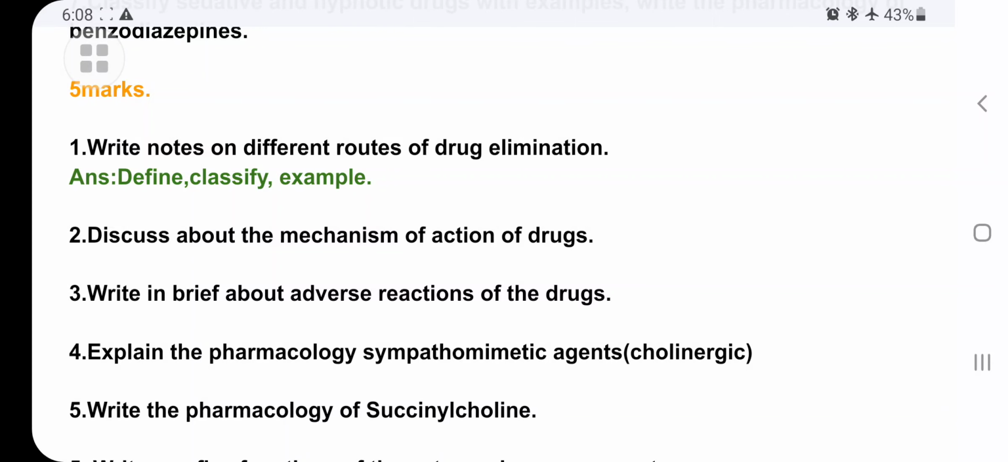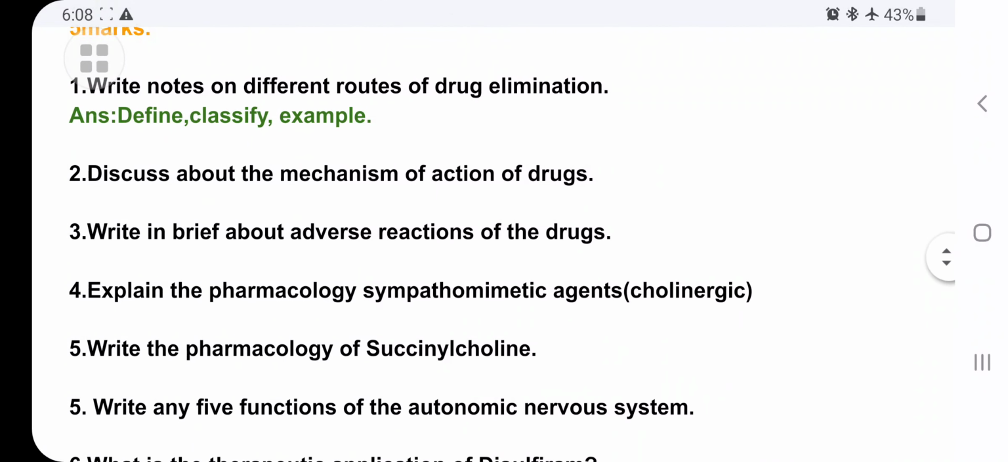Write briefly on adverse reactions of drugs. For adverse reactions, we have to write side effects, and you can also explain the side effects of any one drug. Paracetamol, what are the side effects? Long term use of steroids, what are the side effects? These are all general questions you have to write down.